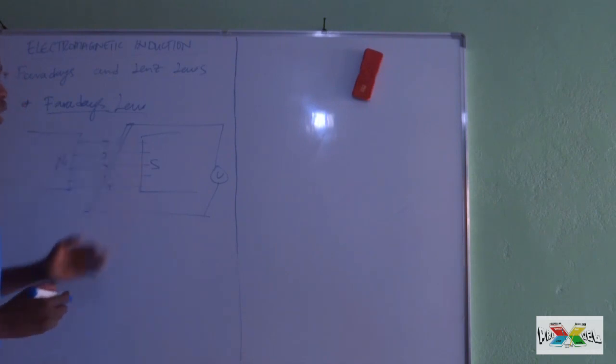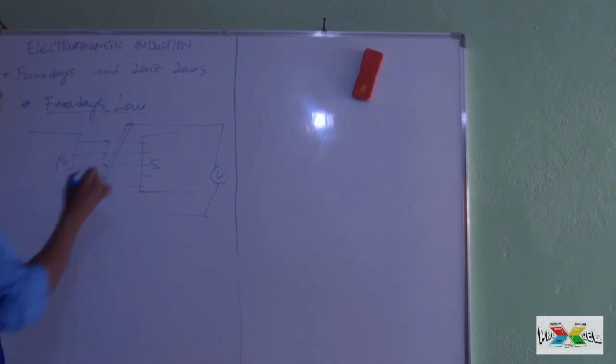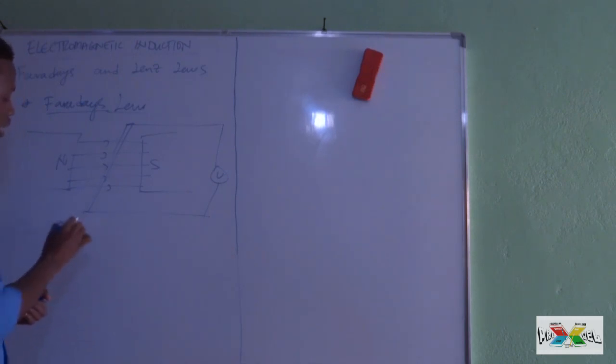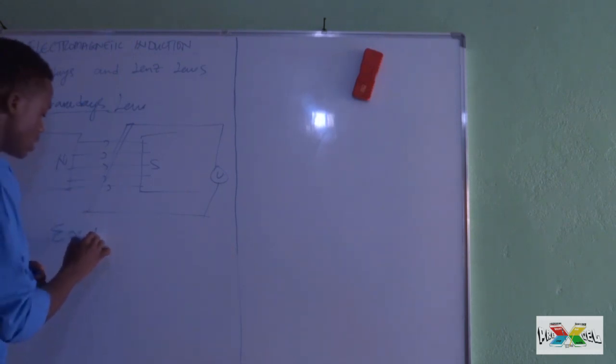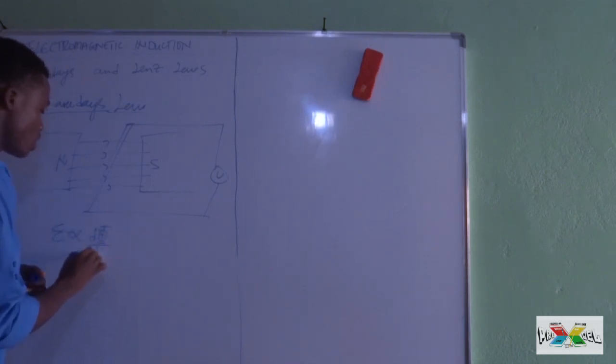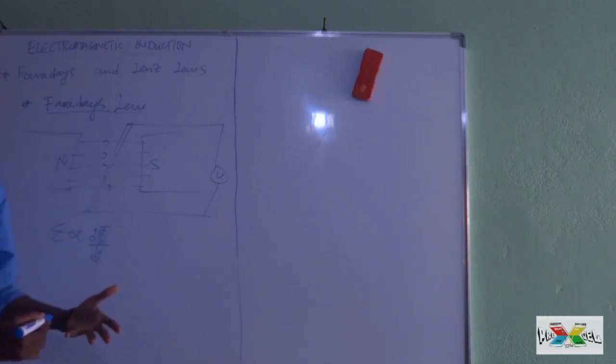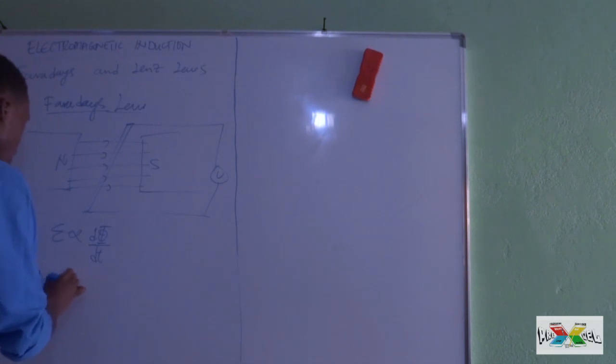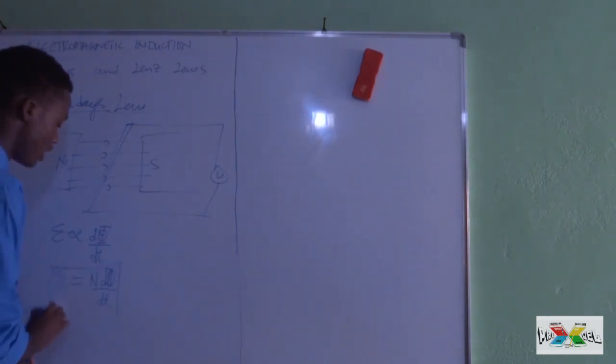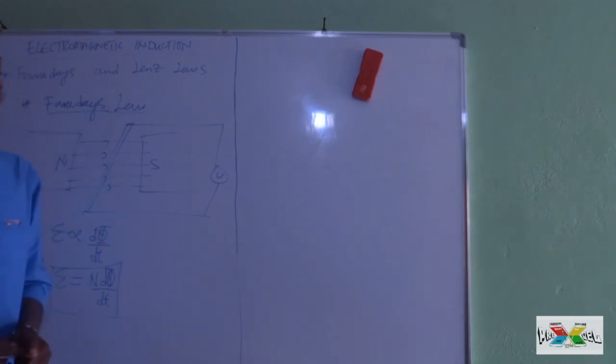So if you have a conductor that cuts across the magnetic field lines of this magnet, you are going to find out that the induced EMF in this conductor is going to be proportional to the rate at which it cuts across the magnetic field lines. That is going to be proportional to d phi by dt. Now, depending on the number of turns of this conductor, from Faraday's law, simply the induced EMF will be N delta phi by delta t. So this is a statement of Faraday's law of electromagnetic induction. Now, with this, we can go further to Lenz's law.